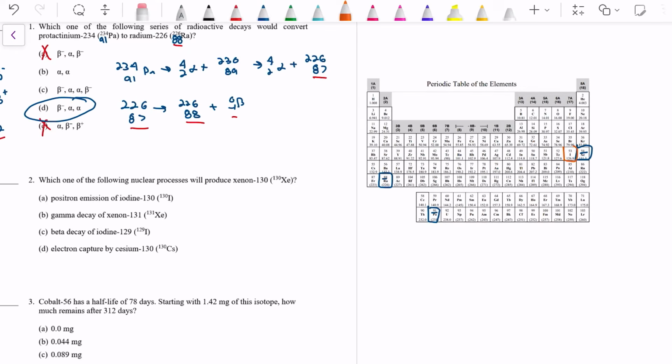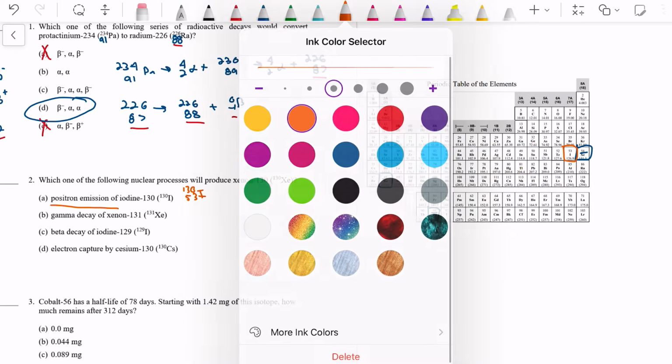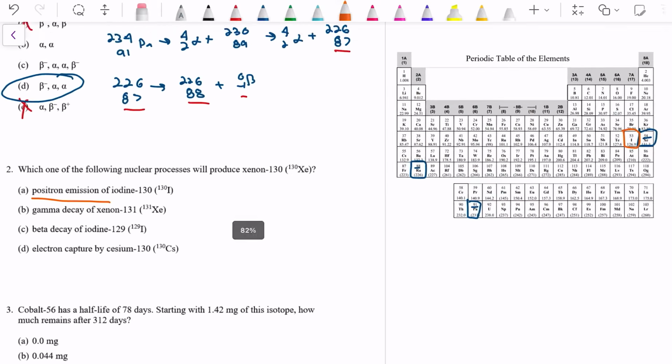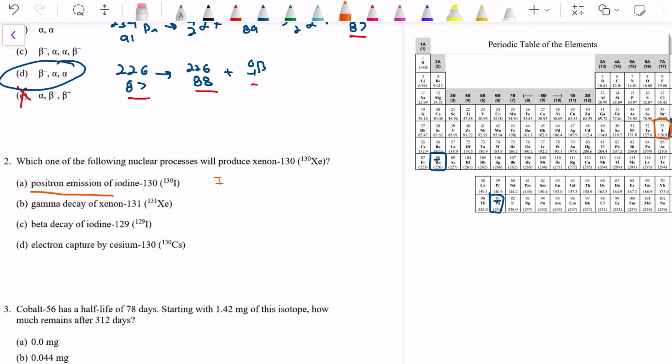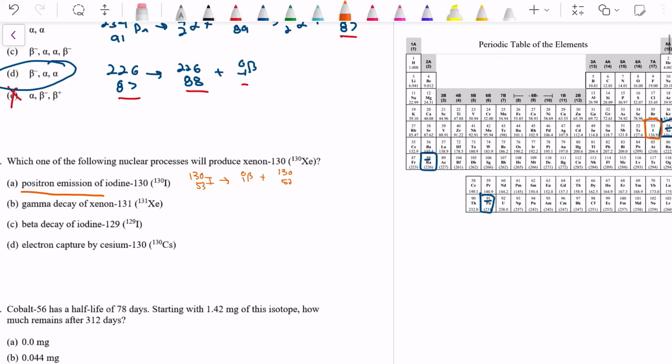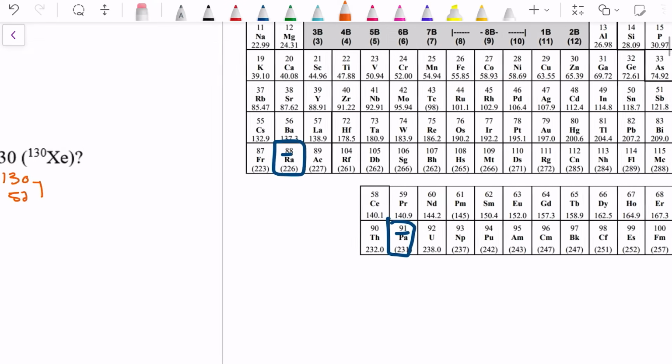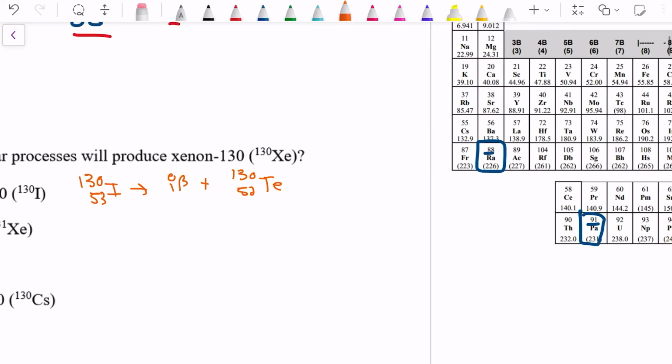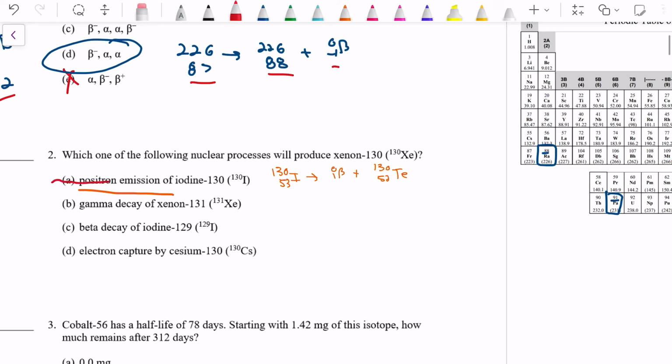Okay, here's our first choice. It's iodide, and they're proposing positron emission. This is a mess, so we're going to need to go a little bit smaller. Iodide is mass number 130, atomic number 53, and they are suggesting positron emission, which is 0, 1. If we balance this, we have this element, which is Te, whatever element that is. That Te is not xenon, so it's not A.